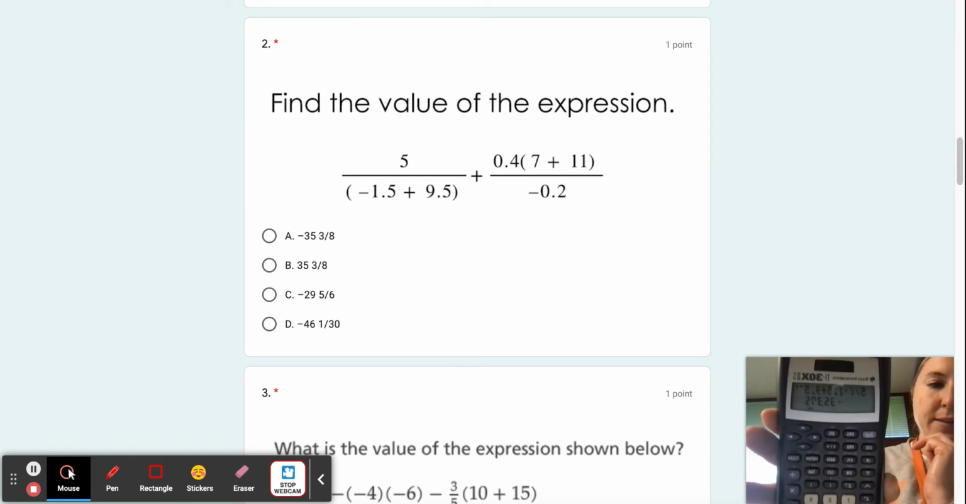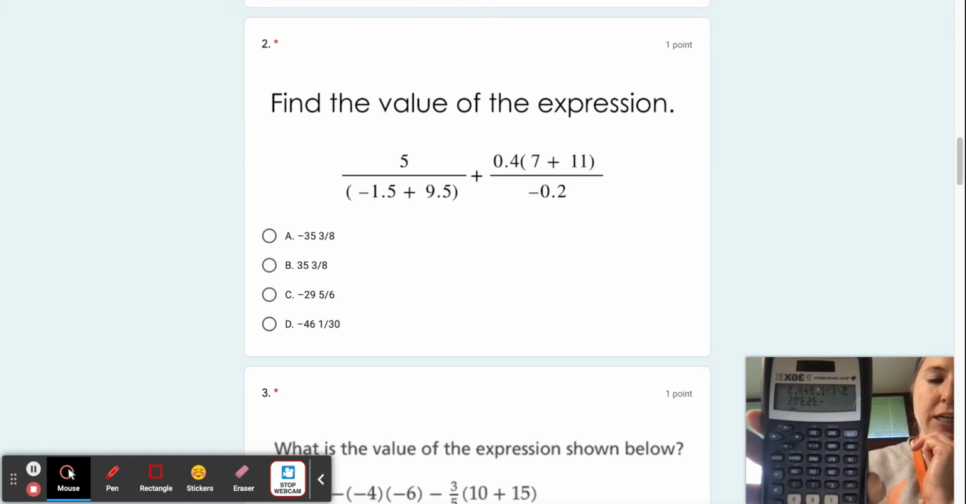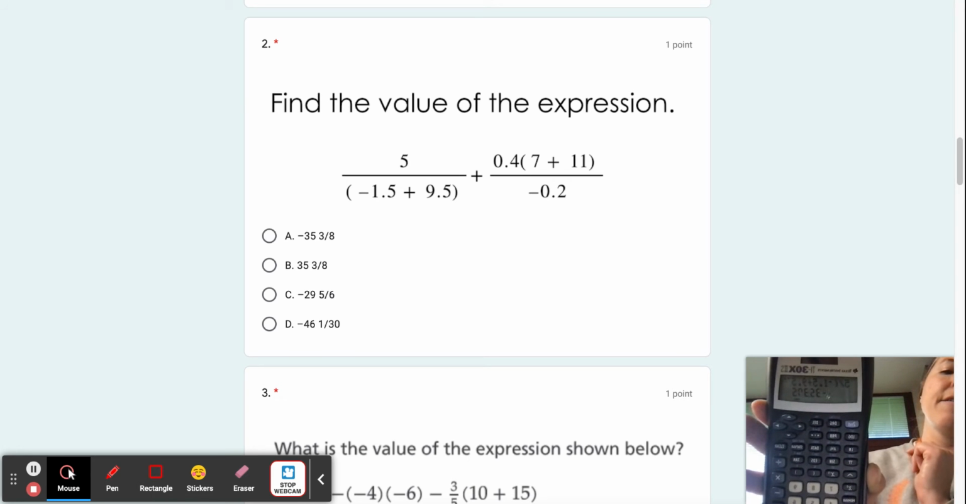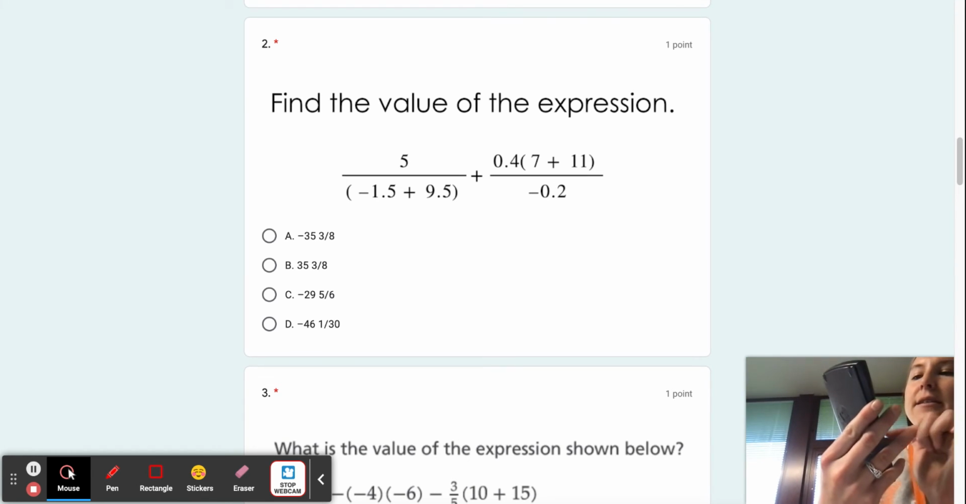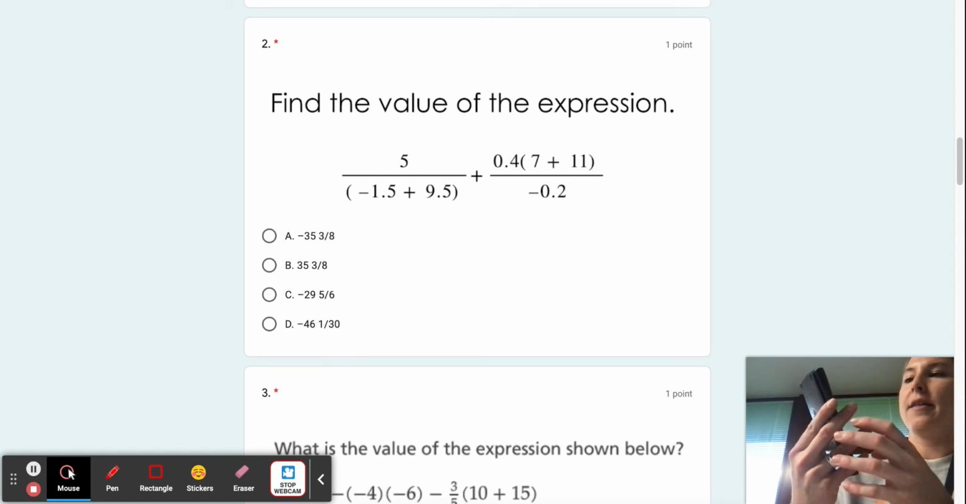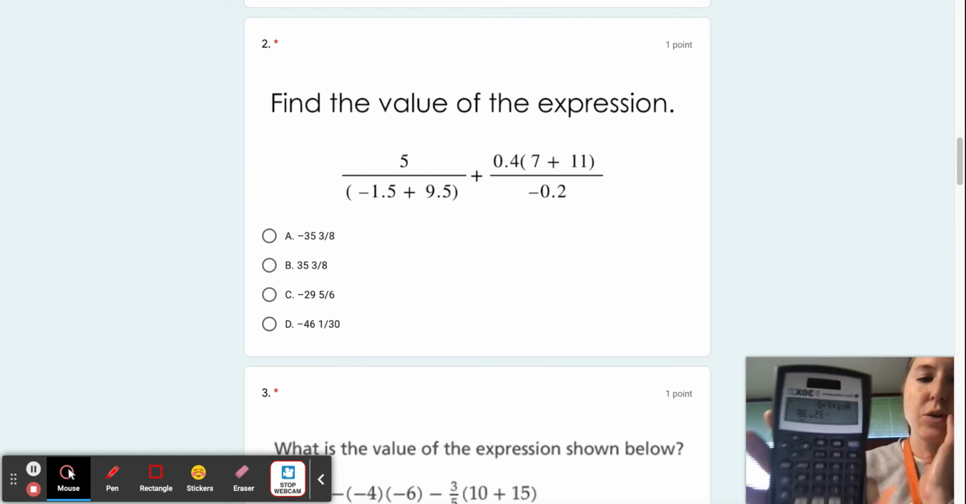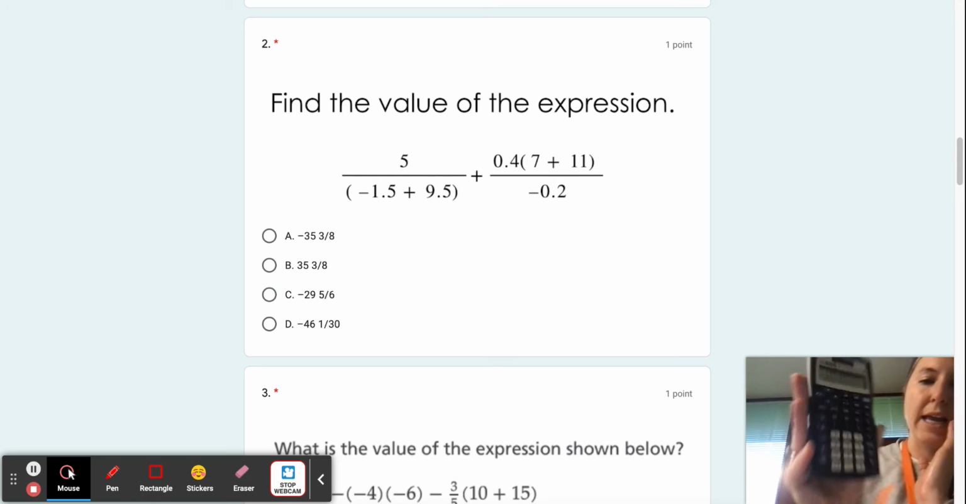It's going to give you this. It's going to give you a decimal. In order to change that to a fraction, you're going to hit second PRB. And that should change your answer into a fraction.